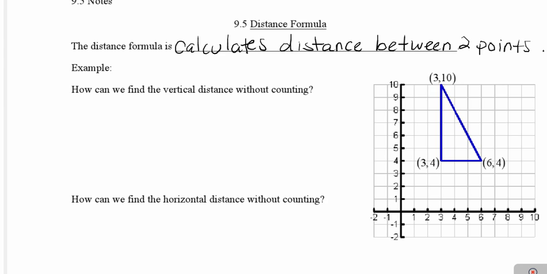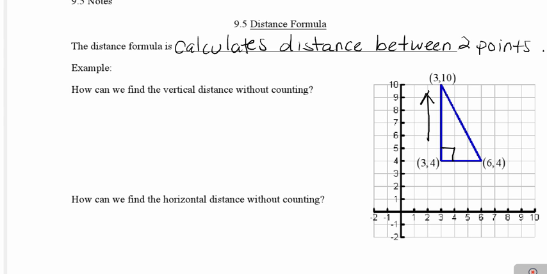Okay, so before we get to that formula, let's look at the diagram to the right and think about the next 3 questions. The first question says, how can we find the vertical distance without counting? If you look at this right triangle over here, we know that our right angle is here, and I want to know the vertical distance without counting. So this would be our vertical distance here.